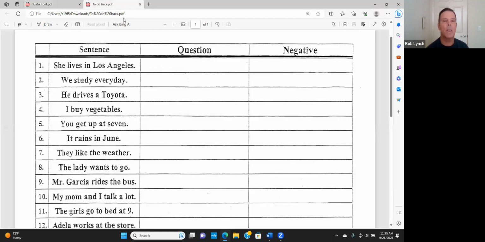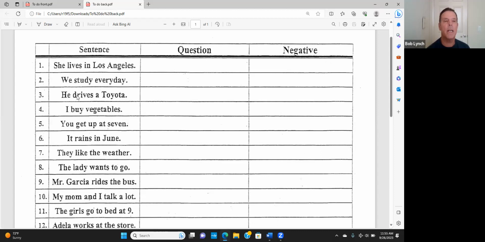All right, let's look at some examples. So right here, she lives in Los Angeles. You can say she does live in Los Angeles. We make it a question. Does she live in Los Angeles? She does not live in Los Angeles. We do study every day. If we make it a question, do we study every day? If it's a negative statement, we do not study every day.